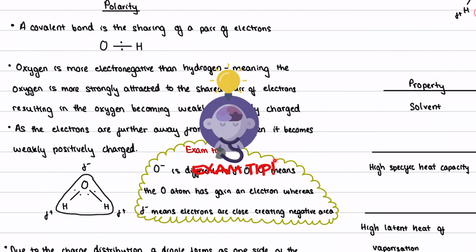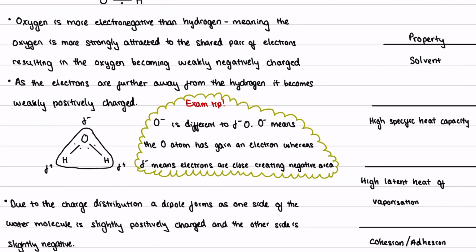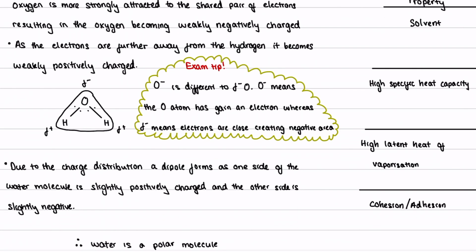Now, remember, a negatively charged oxygen ion with a minus is different from a slightly negatively charged oxygen with a delta minus. If it is an ion, the oxygen atom has gained the electrons, whereas the slightly negative oxygen is where the electrons are closer to it, creating a negative area. So, there are 2 polar bonds in water. Due to the charge distribution, a dipole forms, as one side of the water molecule is slightly positively charged and the other side is slightly negative. Therefore, water is a polar molecule.